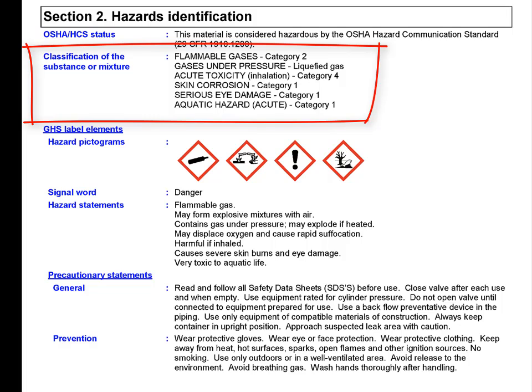So the GHS was developed to identify to the user of a material both the hazards and the risks associated with the chemical. EPA, OSHA, and U.S. Department of Transportation have all adopted the GHS for use here in the United States.